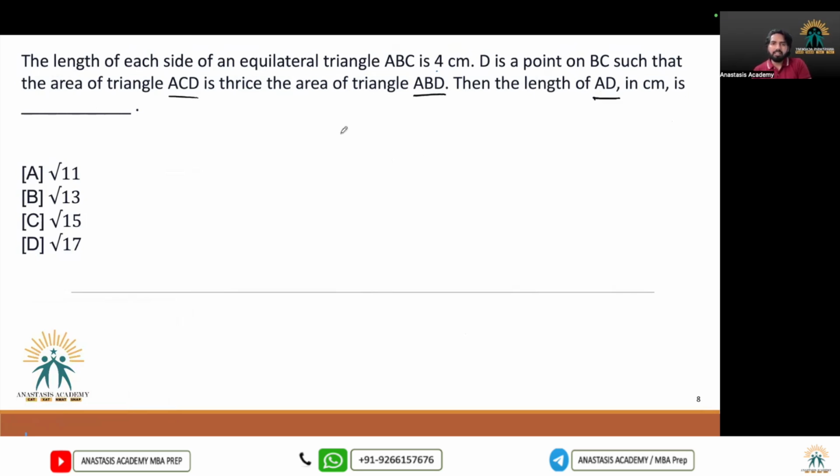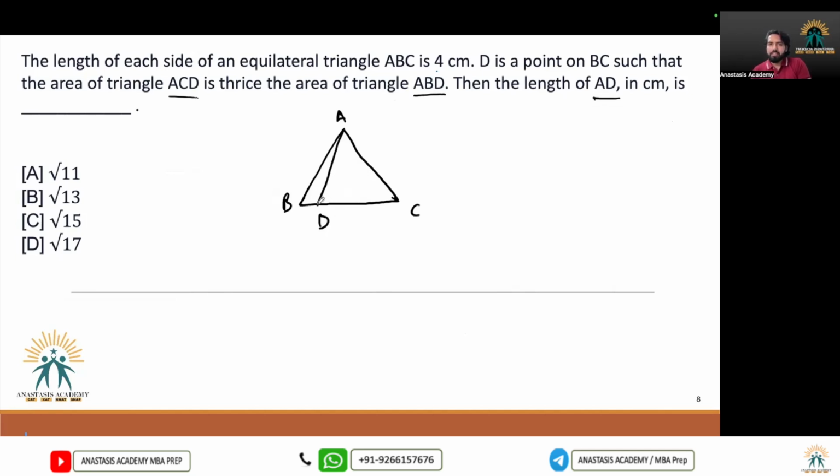Okay, so there is this equilateral triangle ABC. I'm drawing this triangle first, right? So this is ABC. It is given that D is a point on this line BC such that area of triangle ACD is thrice the area of triangle ABD, right?